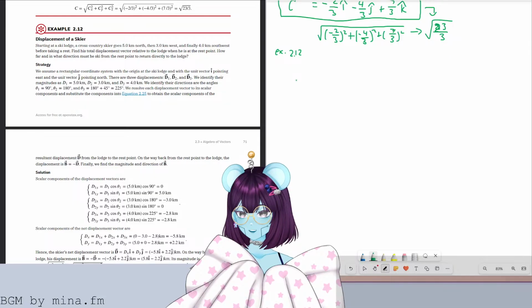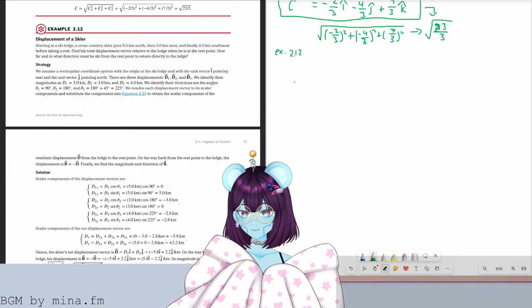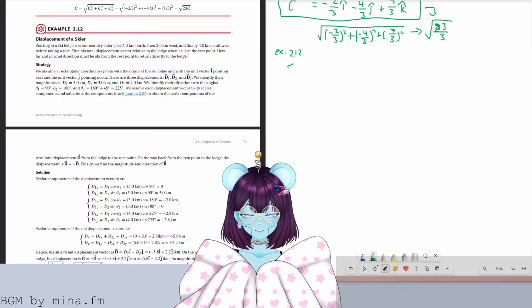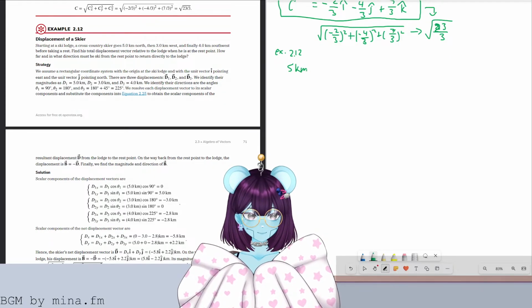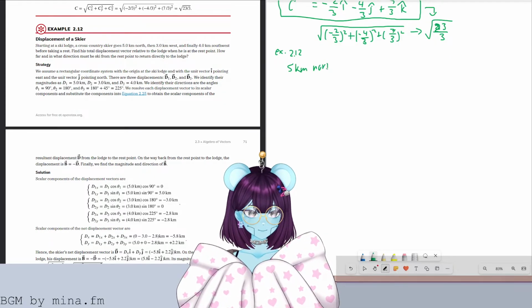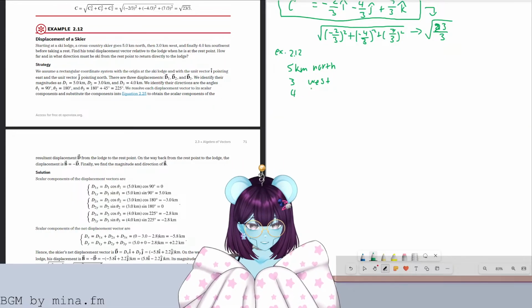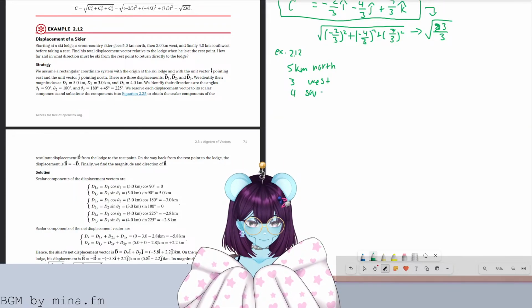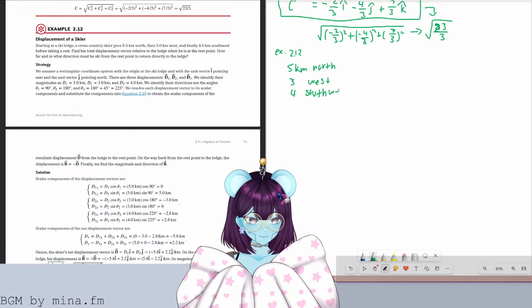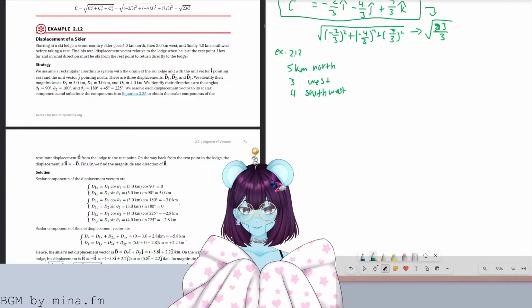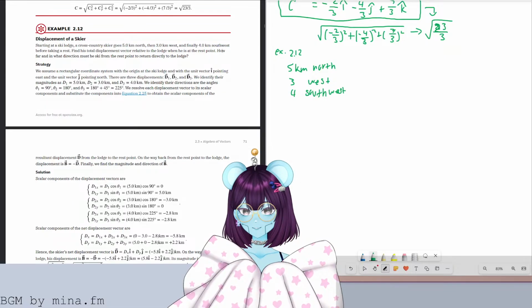Starting at a ski lodge, a cross-country skier goes 5 kilometers north. So let's write that down, 5 kilometers north. And 3 kilometers west. And then 4 kilometers southwest. Before taking a rest, find his displacement vector relative to the lodge when he is at the rest point.